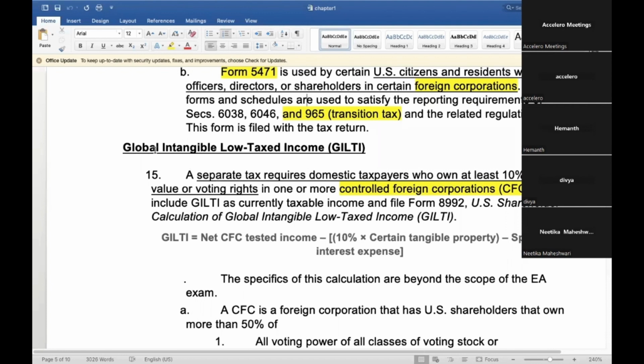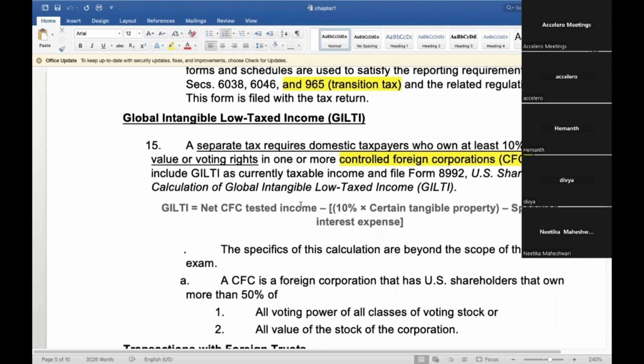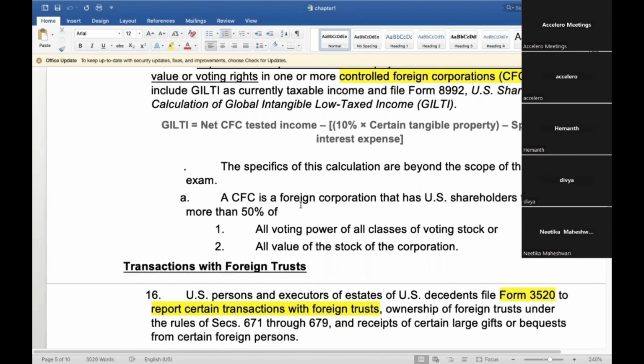GILTI, global intangible low taxed income. This is applicable for a US parent company having subsidiaries in other foreign jurisdictions. If that subsidiary is a CFC, meaning it is controlled by a US company or any US taxpayer, then we are supposed to report the income derived from that foreign subsidiary. Whether the income is taxable in the US or not is a separate thing, but the first step is that it should be reported. Then we have to look into certain other criteria to see whether it's going to be taxable or not.